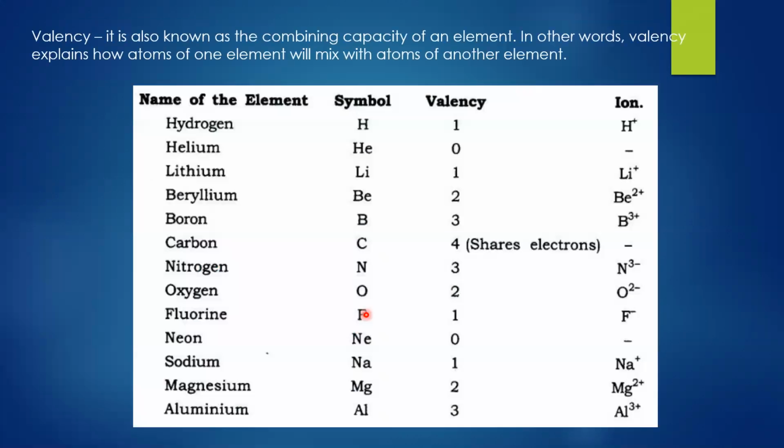Let's see. Valency is also known as the combining capacity of an element. It also explains how atoms of one element will combine with the atoms of another element. Hydrogen, H symbol, valency is 1. Helium, valency is 0 because it already has a stable electronic configuration, that is the noble gases. Lithium loses 1 electron, so positive 1. Beryllium will lose 2 electrons because beryllium's atomic number is 4, hence it has 2 electrons in its valence shell. So you can see here how the valency is acquired by a particular element.